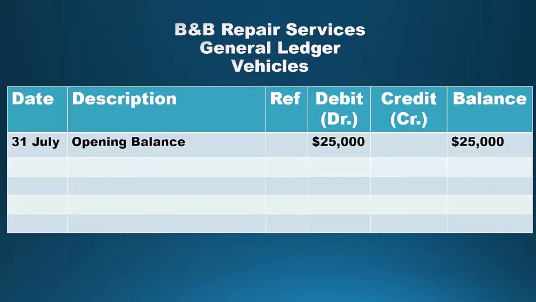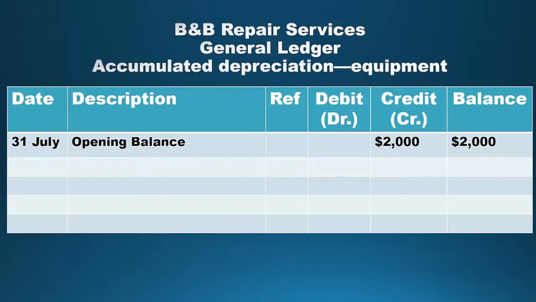5. Vehicles. Vehicles are another asset, representing the company's transportation equipment. As of July 31st, the business owns vehicles worth $25,000. This balance is an asset, so it goes on the debit side of the vehicles ledger.